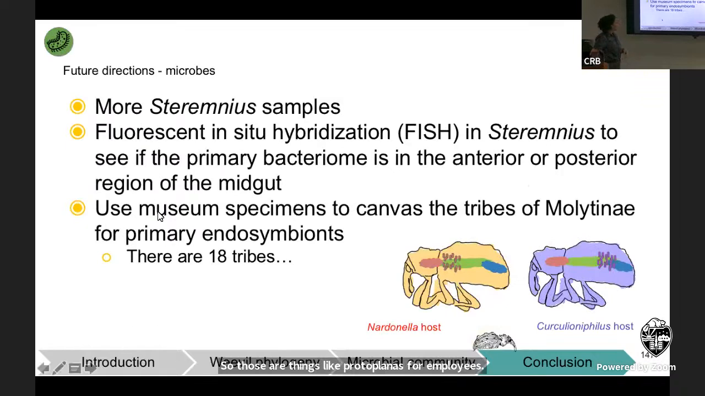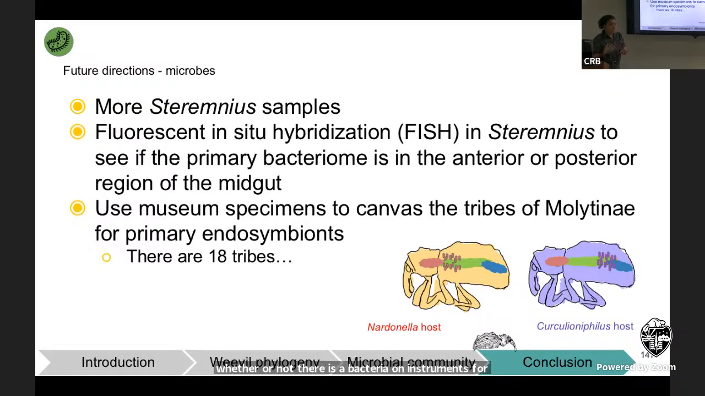For microbial stuff, I would love to get more Stremnius samples. I only had one Stremnius stremani where I found this really cool, interesting endosymbiont, so I'd like to increase my sample size there. And then it would be really cool to do some fluorescent in situ hybridization imaging to see whether there is a bacterium in Stremnius stremani, and where the bacterium is.